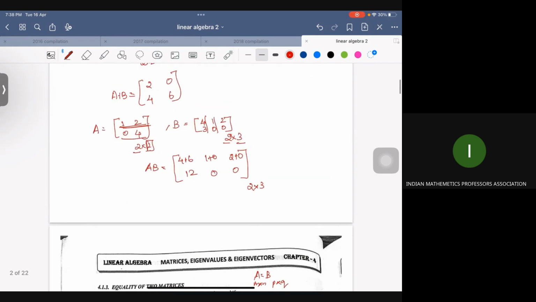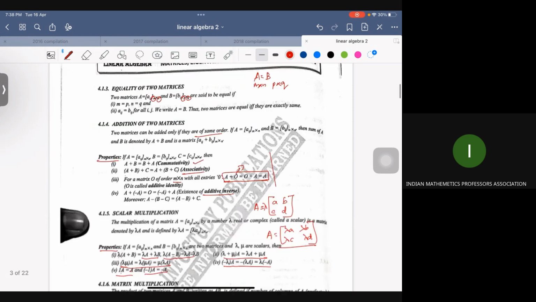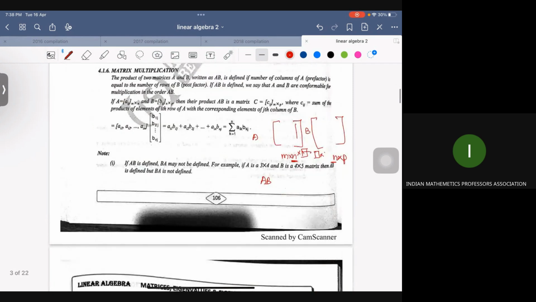If AB is defined, BA is not necessarily defined, because B is of order 2 by 3 and A is of order 2 by 2. Here matrix multiplication is not possible. If AB is defined, BA may not be defined.